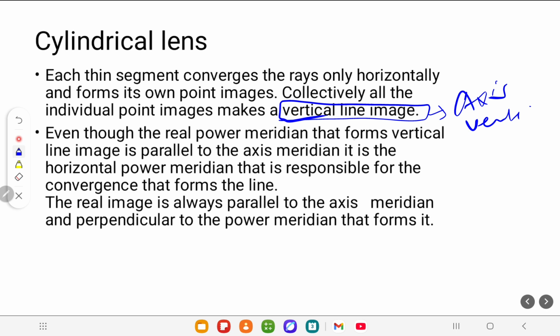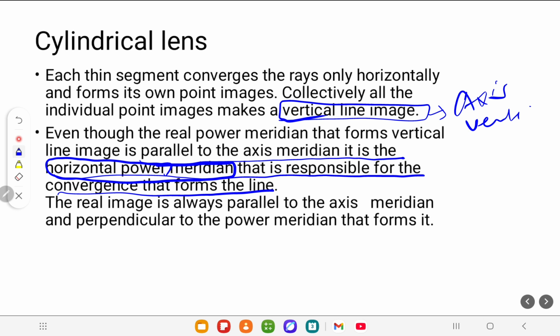The horizontal power meridian forms a vertical line image parallel to the axis. That's what I am telling you: parallel to the axis meridian. It is the horizontal power meridian that is responsible for the convergence of light, but the image forms parallel to the axis meridian.